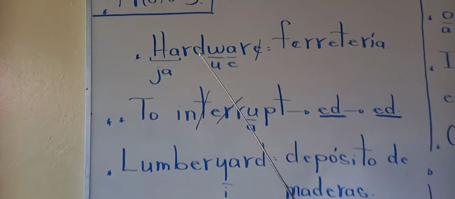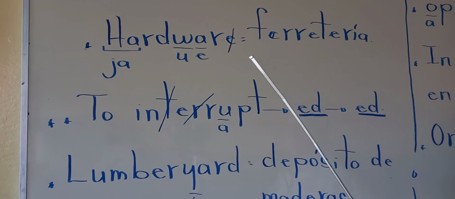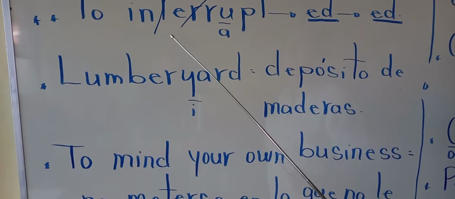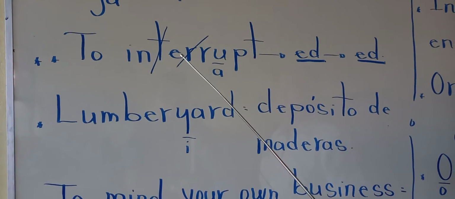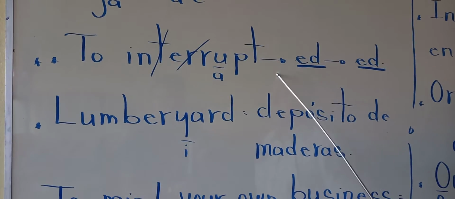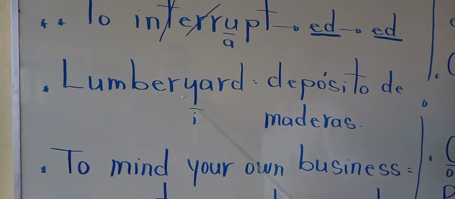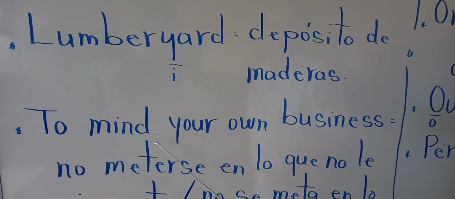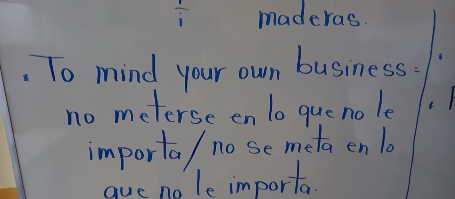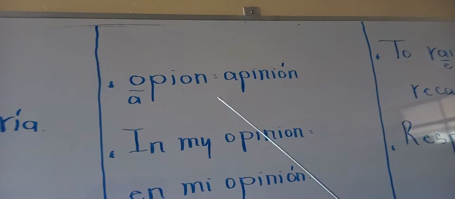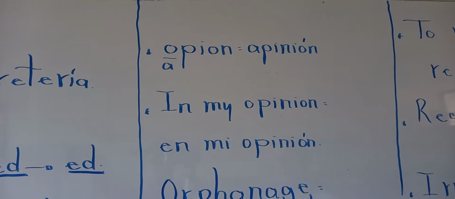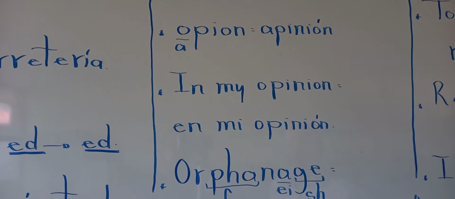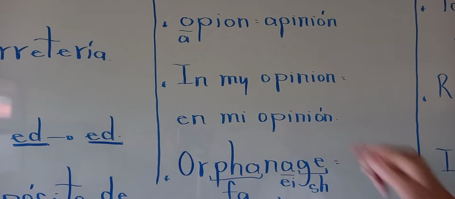Photo 3. Hard word. For example, la colonial, hard word. To interrupt or to interrupt. I prefer the first one. Interrupted, interrupted. Lumberyard, where they sell woods. To mind your own business. Opinion. I think it's incorrect. In my opinion, could you please correct this one, please?